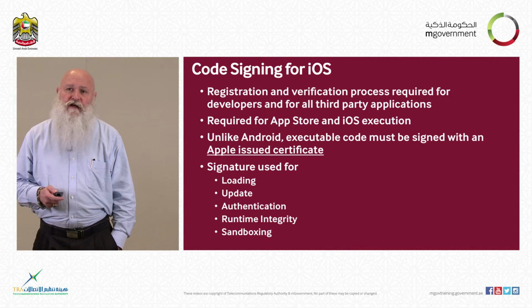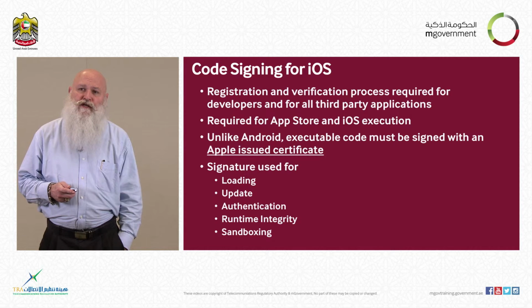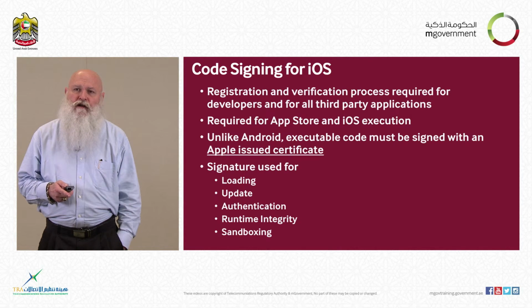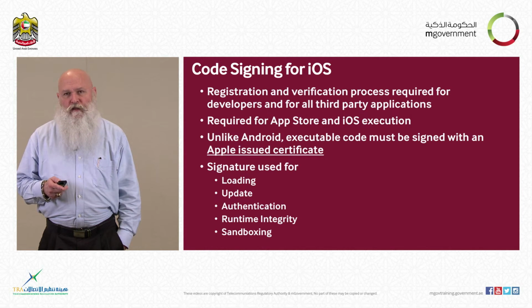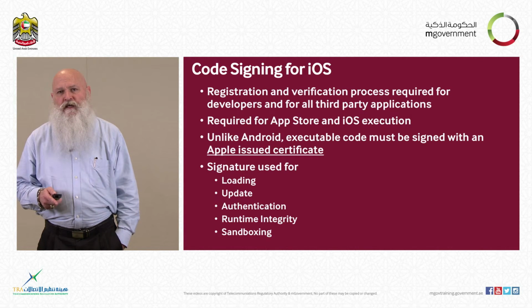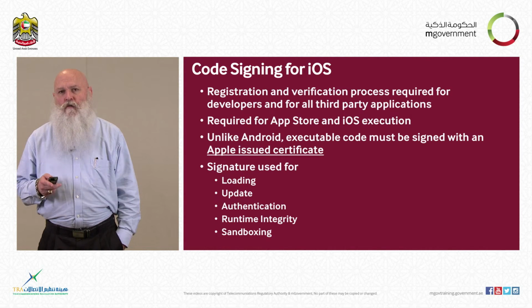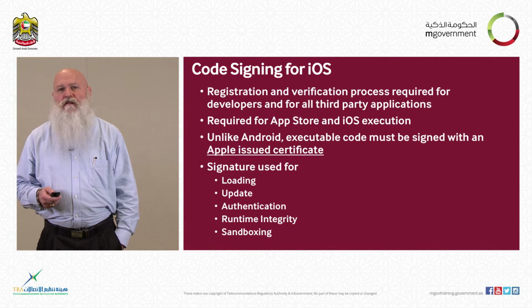iOS code must be signed. The code signature is verified upon loading of the application to the iOS store or the iTunes store, and upon runtime, when the application is downloaded and installed in the phone and when executed. This code must be signed with an Apple-issued certificate, the public key for which is stored in the iPhone at manufacture. So when an application is loaded or installed and when it's executed, that digital signature is validated by the iOS.